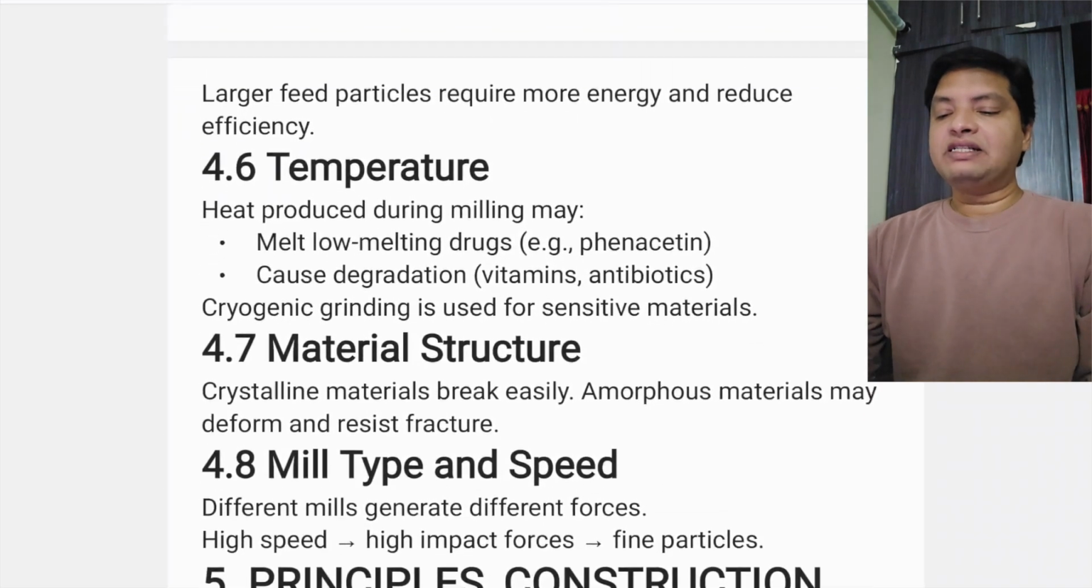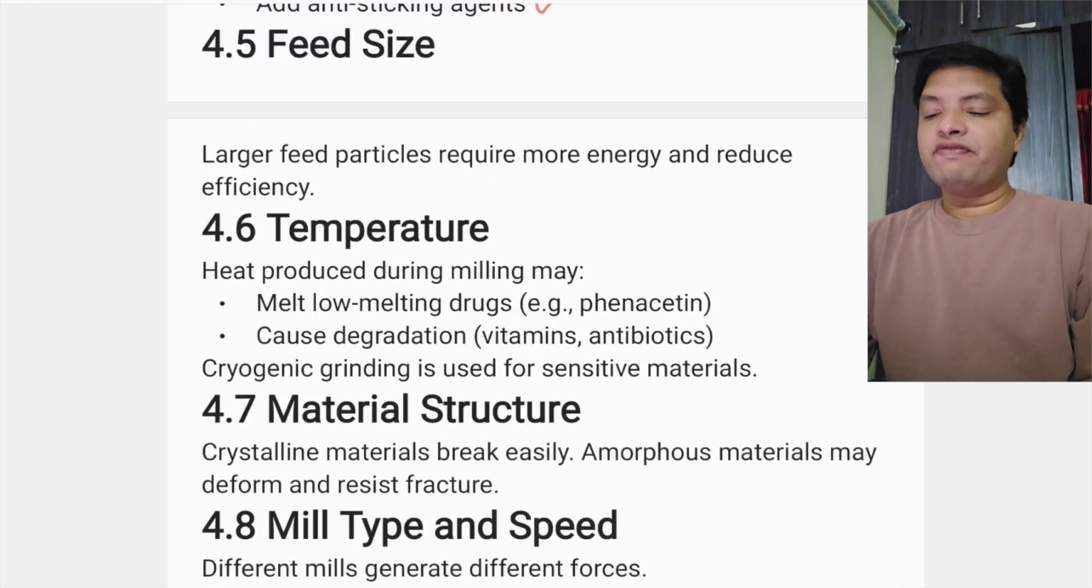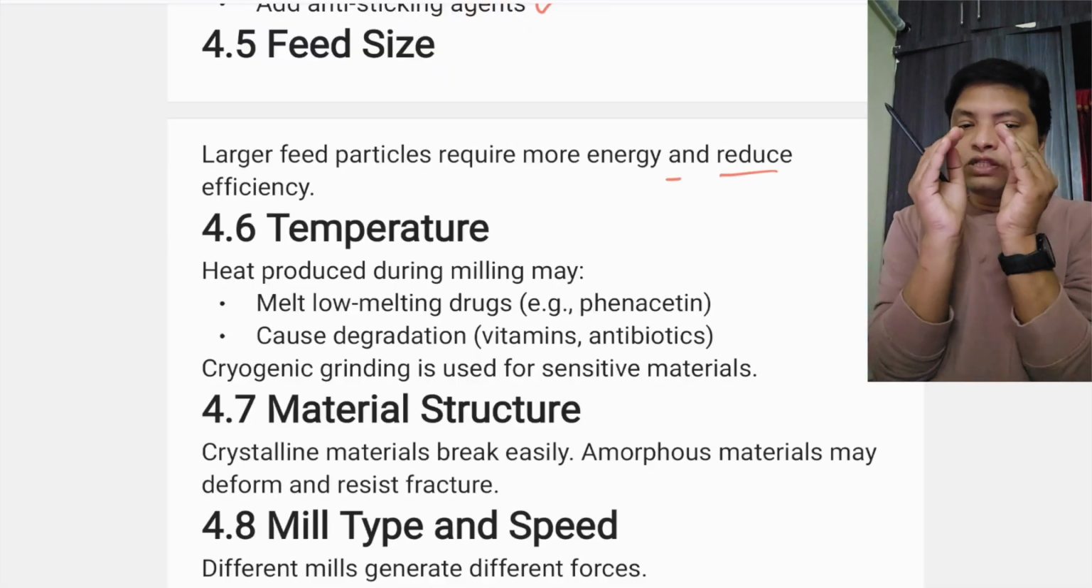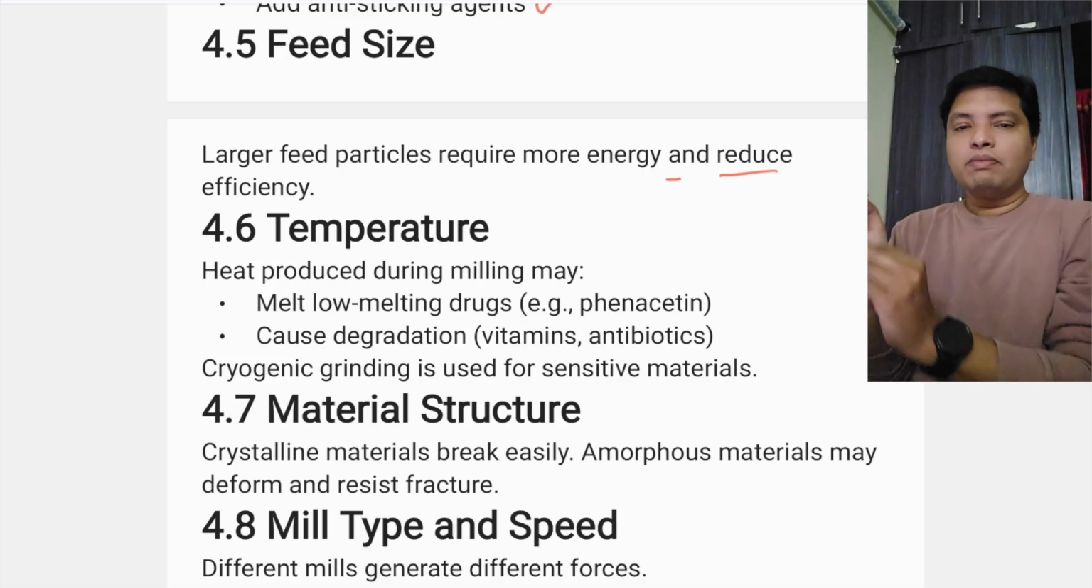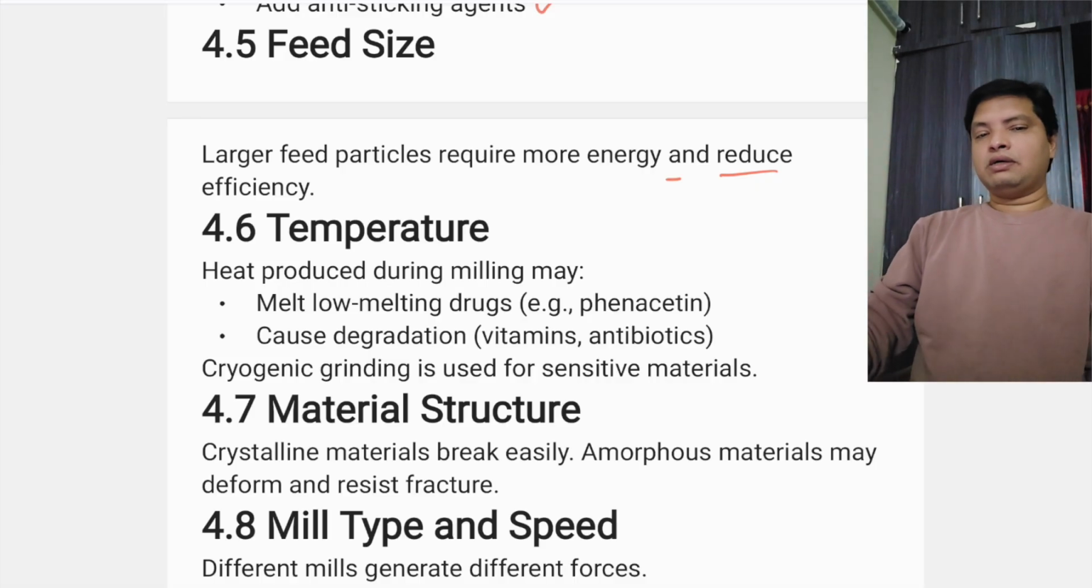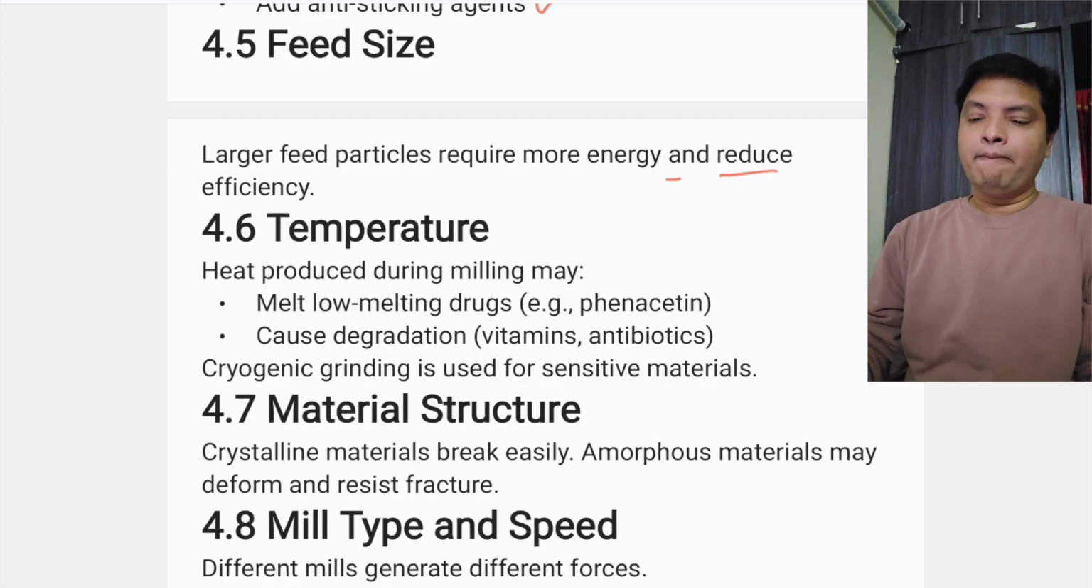Next, feed size. Larger feed particles require more energy and reduce efficiency. So use small batches. If you have a big batch, use it in small batches so that your grinding efficiency will be higher.